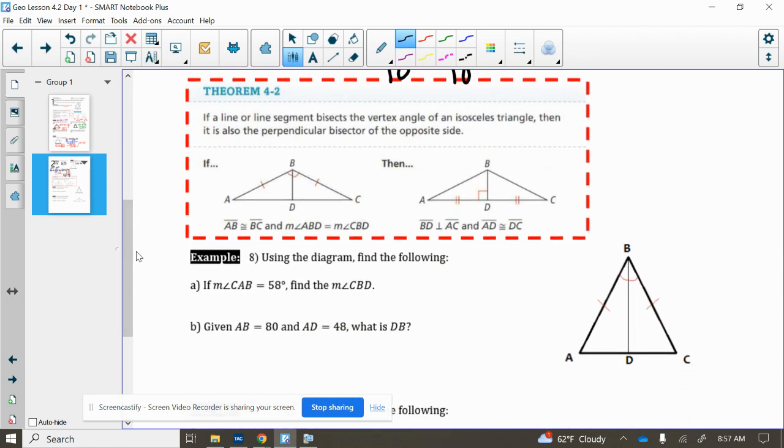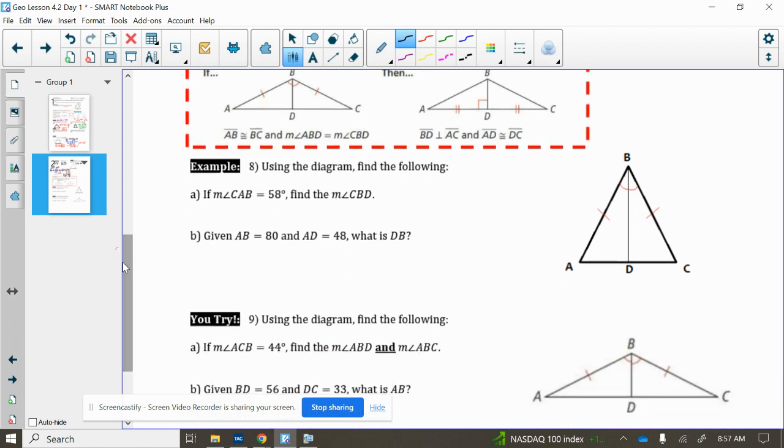All right, last but not least for today with these isosceles triangles, we have one more theorem. And basically what that theorem states is in an isosceles triangle, if you have a segment that bisects your vertex angle, it is going to become the perpendicular bisector of that opposite base side. So A to D will be congruent to D to C, and we are creating a right angle right here. So if you have this set up, you are allowed to draw in that perpendicular bisector.